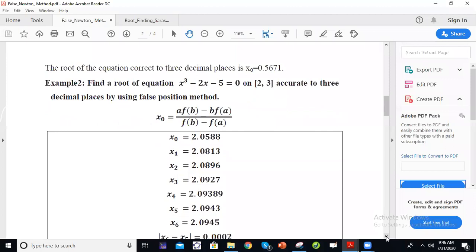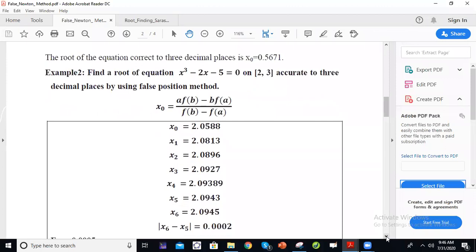I have written only hints and answers here so it will be easier for everyone. Let's go to the question. Find a root of the equation x cube minus twice x minus 5 equals to 0. We have the equation of degree 3. Okay, this is a non-linear equation. Defined on the closed interval 2 to 3. Okay, you solve, you find the roots. Solve means we are going to find the roots. Correct to 3 decimal places by using false position method.